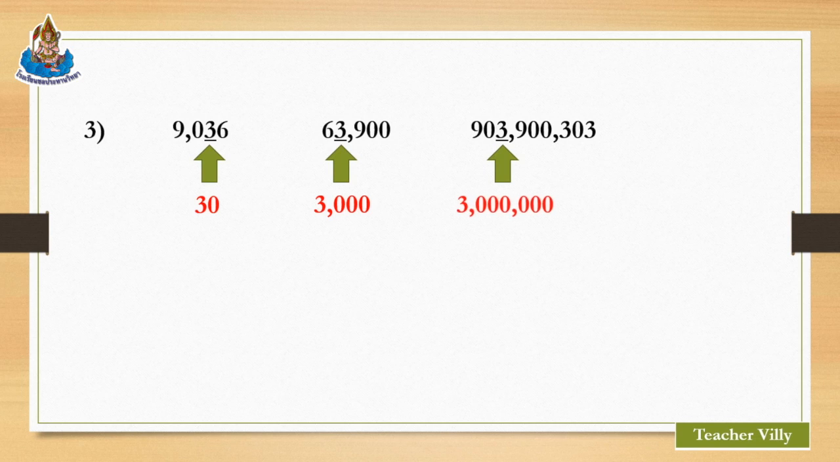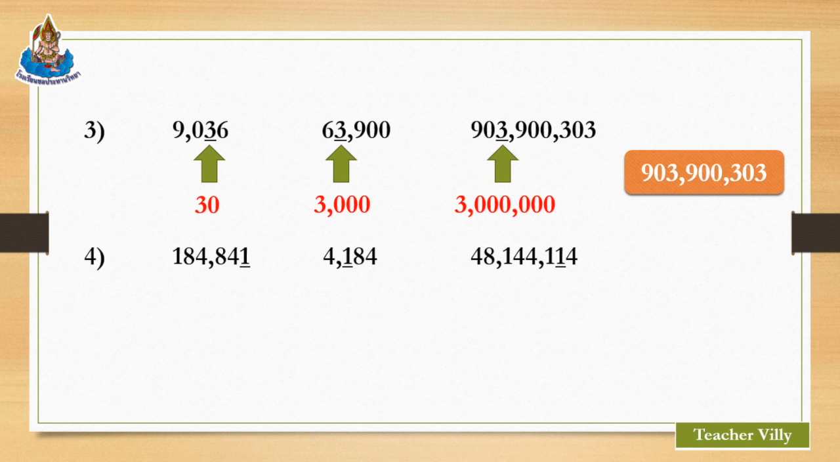Correct. It's 3 million. Therefore, the number whose underlined digit has the greatest value is 903,900,303, because the underlined digit, which is the digit 3, has the value of 3 million. Very good. Let's move on to number 4.